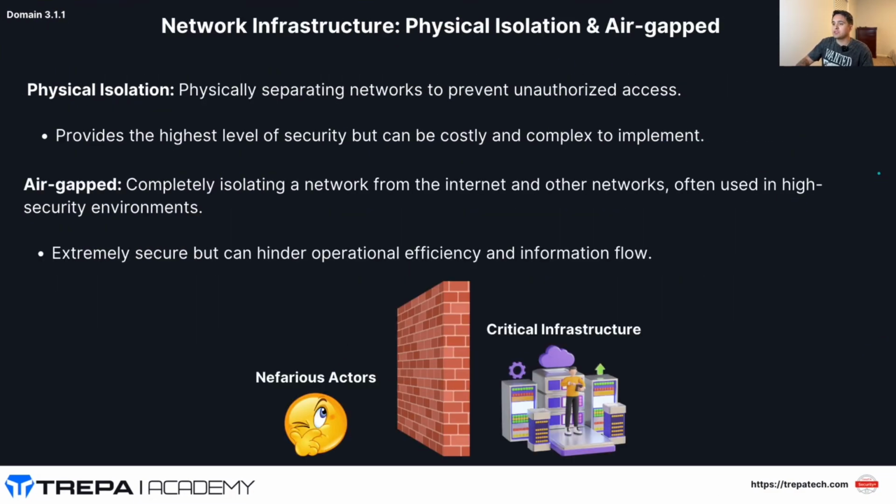Okay, now on to some more physical network infrastructure. So we have something called physical isolation and air gap. It's hard to sometimes get into the nitty gritty of what's the difference between the two. But physical isolation is physically separating networks to prevent unauthorized access. With an air gap, this is completely isolating a network from the internet and other networks. This is in highly secure environments.